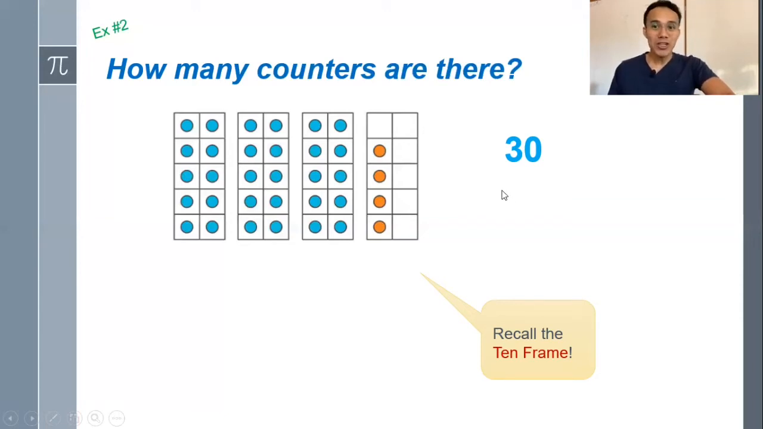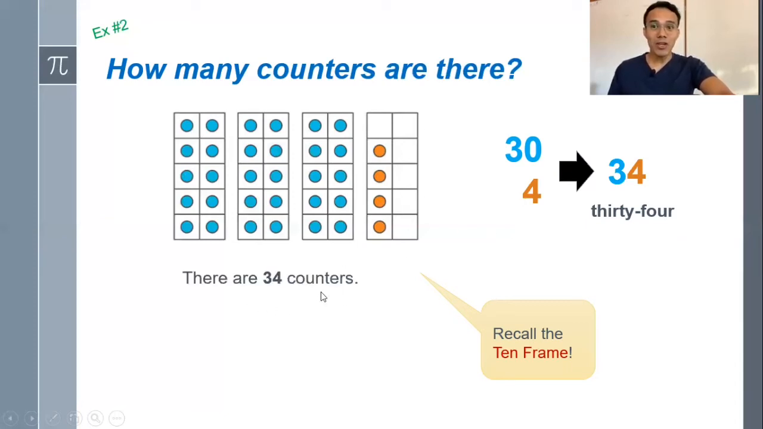How many counters are there in the last 10 frame? Or how many orange counters are there? There are 1, 2, 3, 4 orange counters. 30 and 4 make 34. And how do you spell out 34? We have here 34. There's a hyphen. Again, 34. Did you get that? Therefore, there are 34 counters in the given.